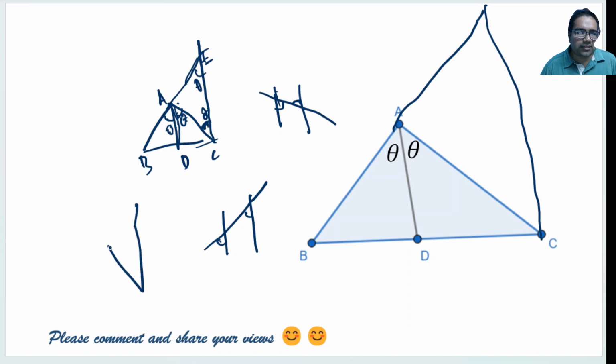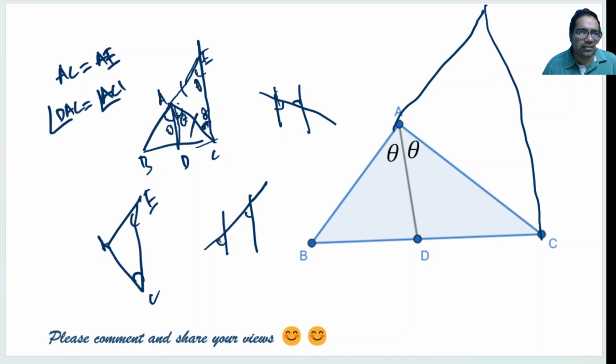What does that mean? In triangle ACE, this and this angle are the same. Automatically this side and this side are equal, since sides opposite to equal angles are equal. So AC equals AE. Why? Because angle DAC equals angle ACE, as AD is parallel to EC. These are alternate angles on the transversal, so these two are equal.